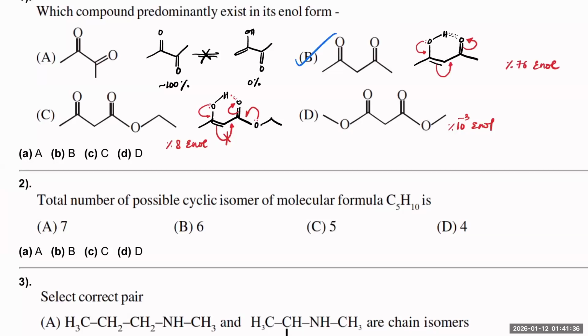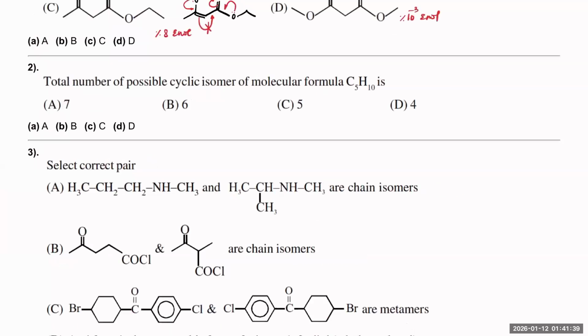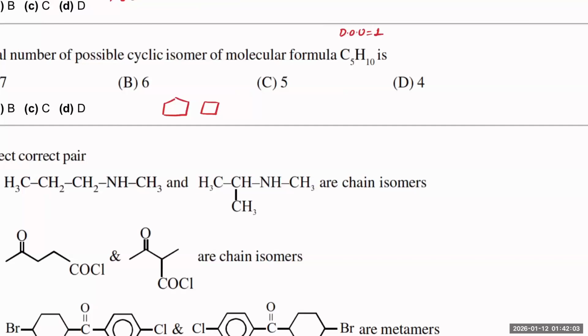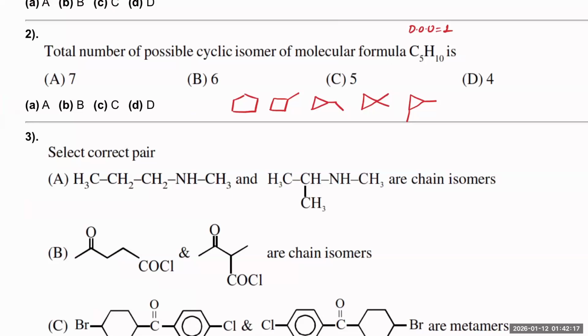Next. Total number of possible cyclic isomers here. Let's see what all the possible isomers are in this case. Cyclic isomers of C5H10. As per the question, you can clearly make out that the degree of unsaturation is 1. So we start with the 5-membered ring like this, then the 4-membered ring, then the 3-membered ring. We can have an ethyl here, 2 methyls here, or 2 methyls separated this way. These are the forms which we have, correct?